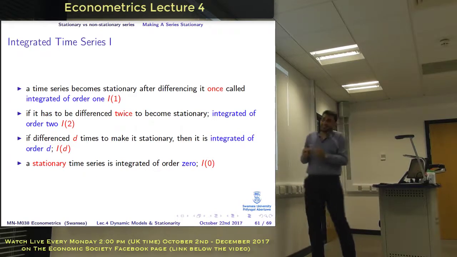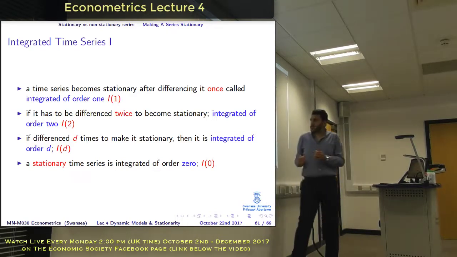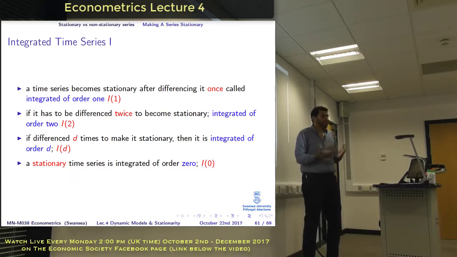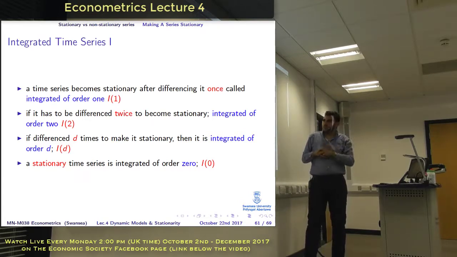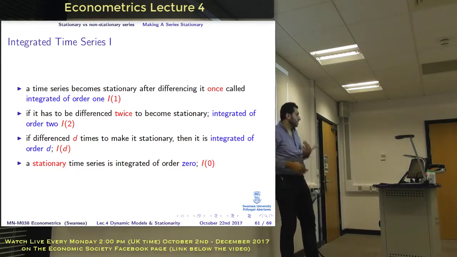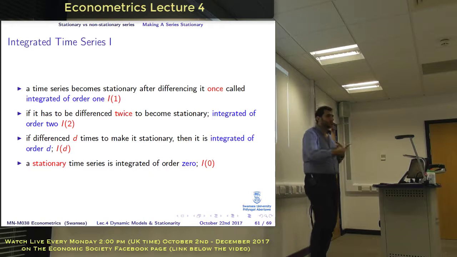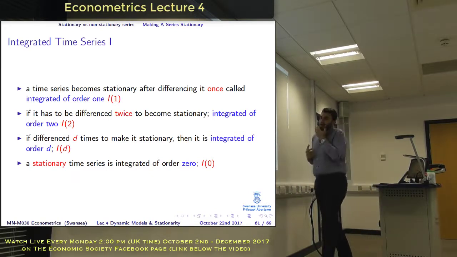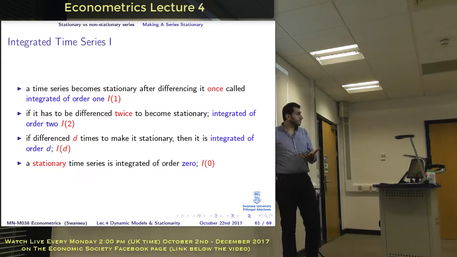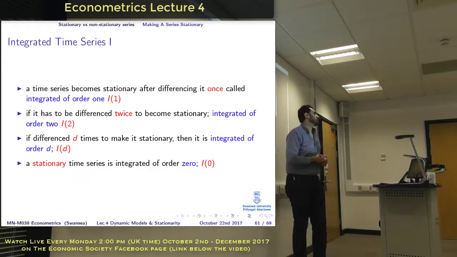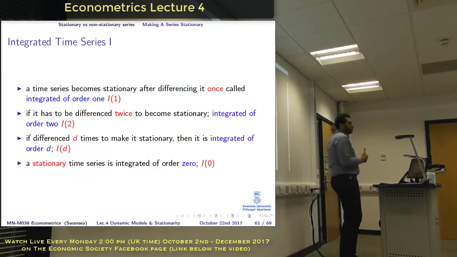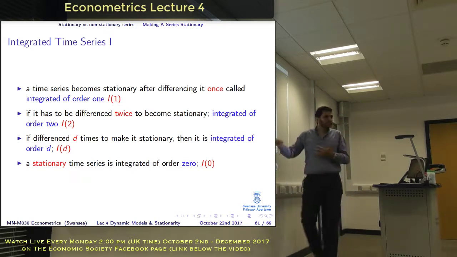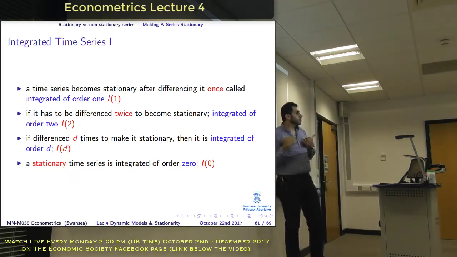If you needed to difference it d times, 3 times, 4 times, however many times you need to become stationary, that means it's integrated of order d. So it depends how many times you had to difference until it becomes stationary. And a stationary time series in the first place is integrated of order 0, so it's I0. So when we say an I0 series, that means it is a stationary series.